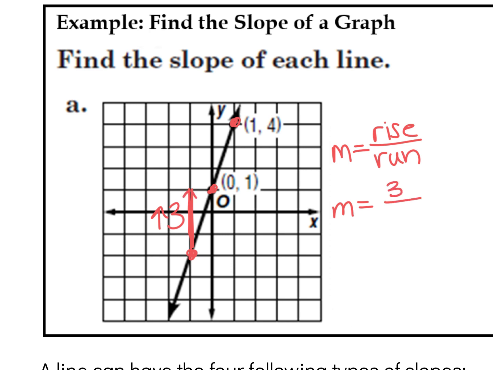Now we're going to find the run. I go to the right 1 unit. So my run is 1. I can double check that. Up 3, 1, 2, 3, over 1. Yep. Up 3, over 1. So my slope m equals 3 over 1, or just 3. 3 divided by 1 is 3.